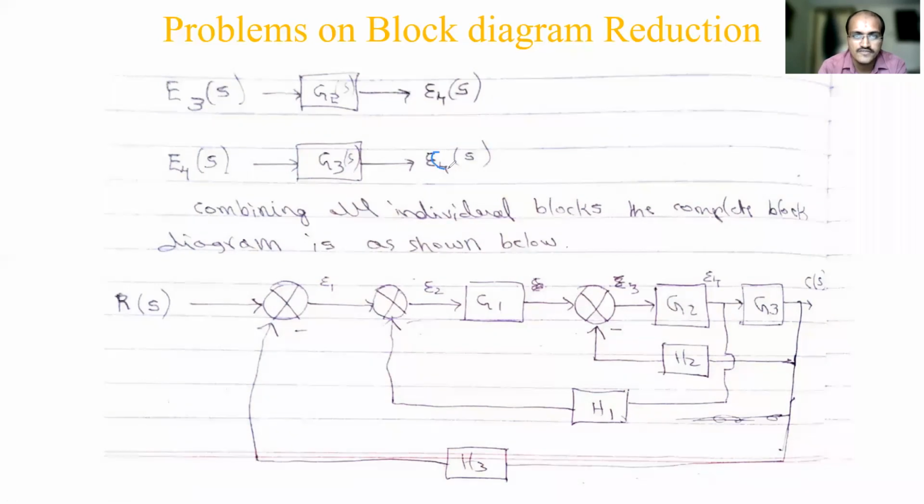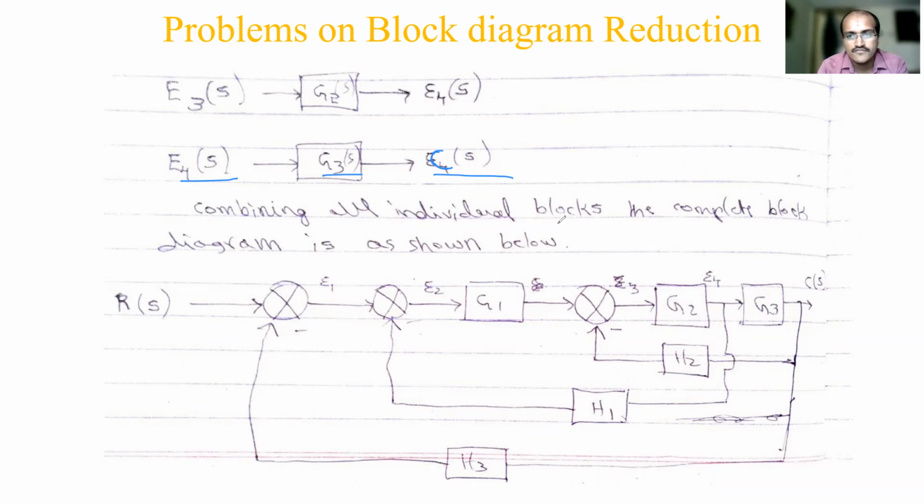Okay, so this is a mistake, so you make the correction in the notes also. In the notes also I have written E4 of S maybe. So if you are writing consciously, you'll understand this mistake. This is C of S. The C of S is equal to G3 of S into E4 of S. Okay. So this is C. Make the correction in the notes.